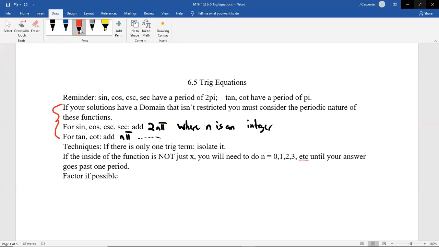That can help us. Use double angles and/or Pythagorean identities. That can be helpful.